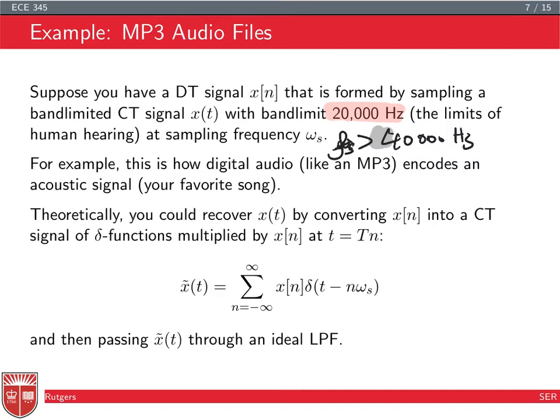If you sample that fast, then you guarantee you can recover your song or your interview with no degradation of quality. And this is what MP3, for example, or other standards encode. Then when you want to play the audio, all you have to do is pass it through a low-pass filter, and you can recover the song in high fidelity quality.